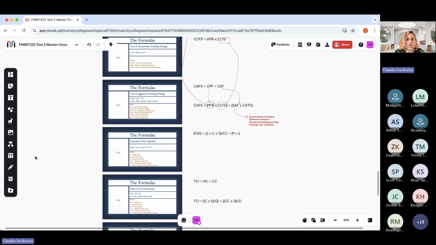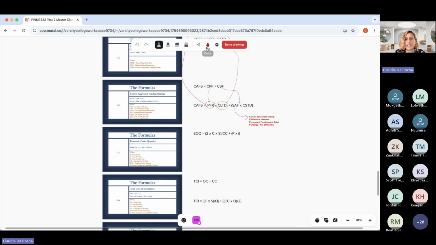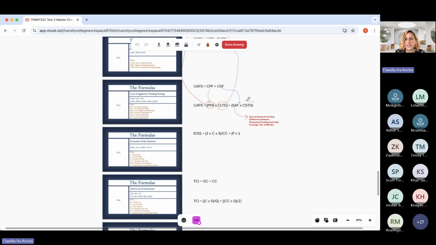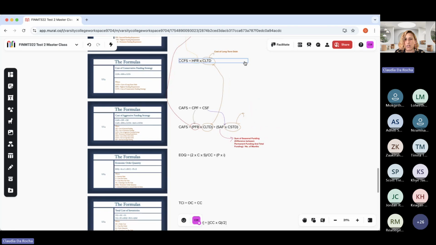Cool. And then you've got your cost of short-term debt. Remember, you can even write these words out. I've just abbreviated to make it easier for myself. But if you want to write that seasonal funding is calculated by the average or whatever it is, as long as it's understood, all good. And then we have our cost of short-term funding.